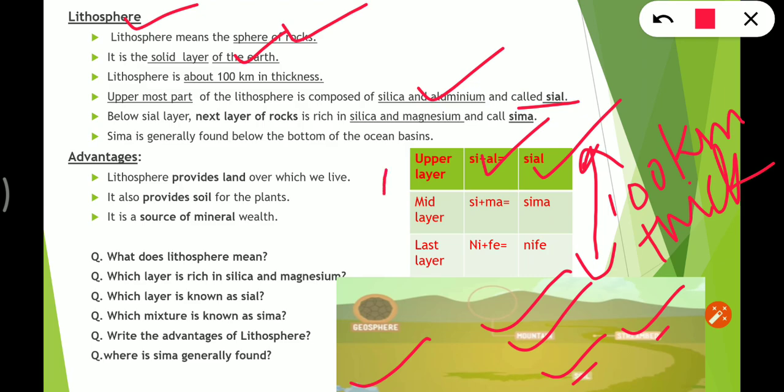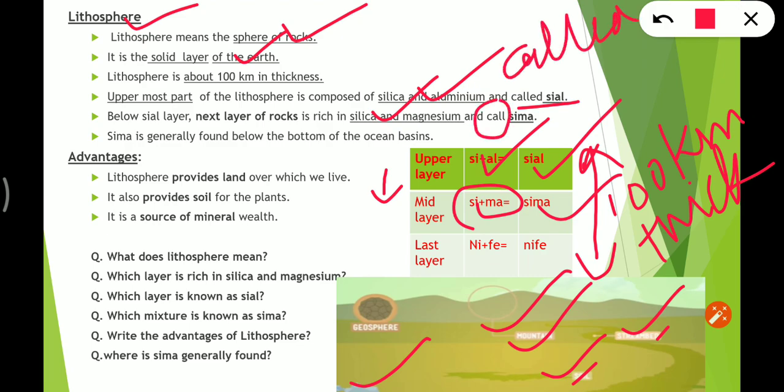Next, below the sial layer, here it is the mid layer, and it is rich in silica and magnesium. Si of silica and Ma of magnesium, and we call it sima. Sima is generally found below the bottom of the ocean basins. Where is sima found? Below the ocean basins.